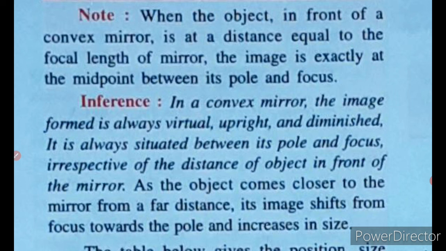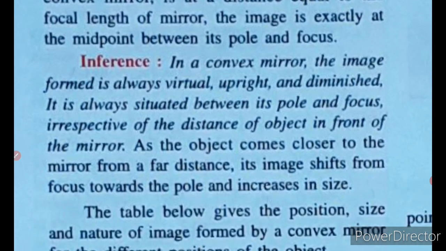Now inference: in a convex mirror the image formed is always virtual, upright and diminished, no real images. It is always situated behind the mirror between the pole and the focus, irrespective of the distance of the object in front of the mirror. As the object comes closer to the mirror from a far distance, its image shifts from the focus towards the pole and increases its size, but the size will still be smaller than the object.